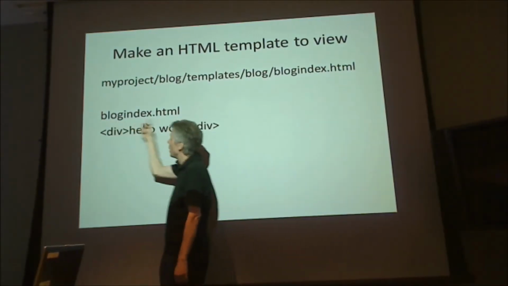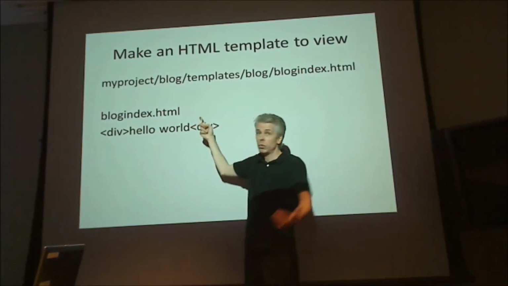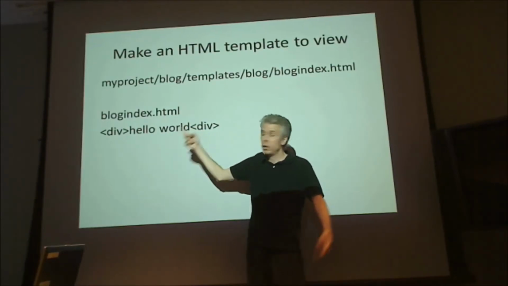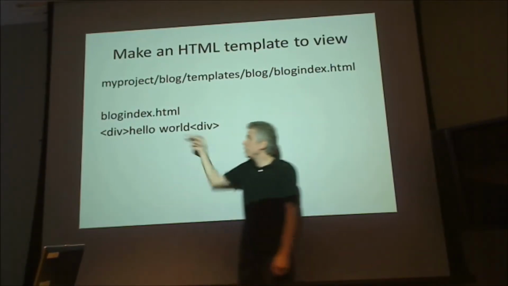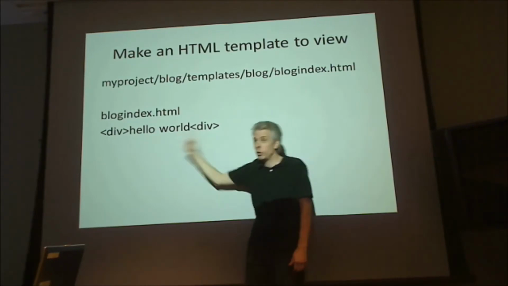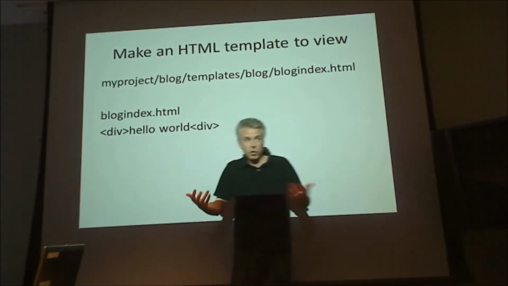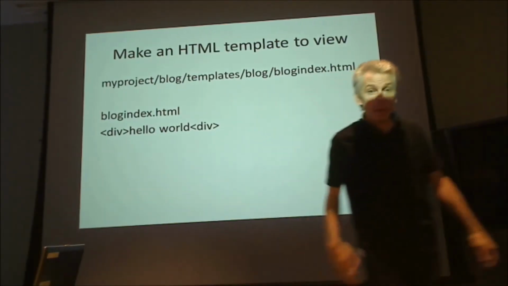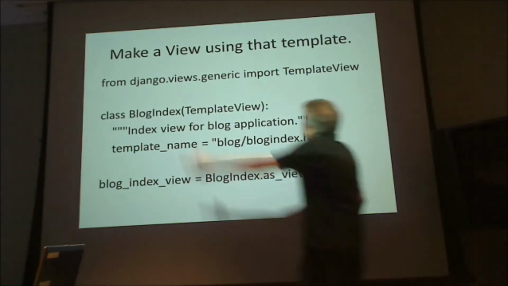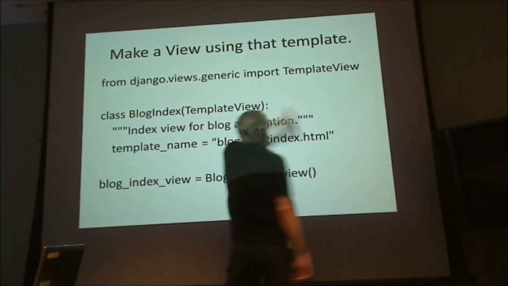Now we're going to make blog index.html. Hopefully you know how to make an HTML file. Inside that, we'll put a simple div tag, hello world. We should be happy. You don't even need the div in theory. You can shove any HTML out there. Yay, happy. Make a view using that template.